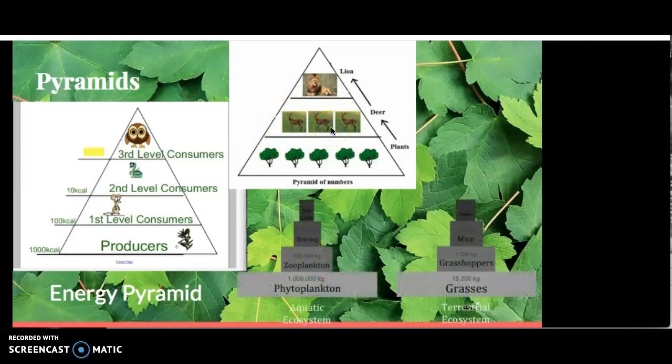And then finally, we can look at it in terms of biomass. And so generally speaking, this is just like how you would see in the pyramid of numbers, the greatest amount of organisms at the bottom.